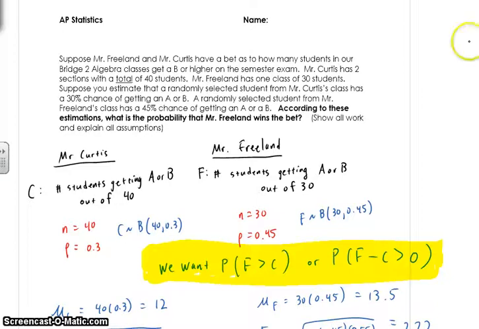Seems like this document's tweaking. It's like vibrating. It's pretty cool. All right, so here we go.